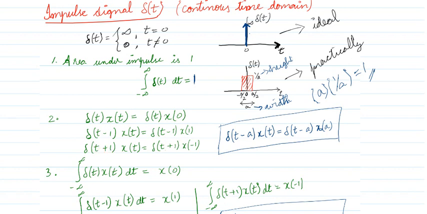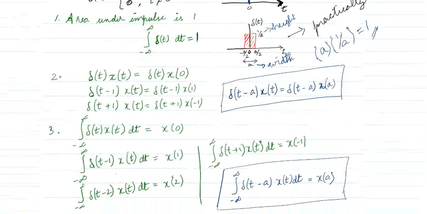So I can consolidate this as delta of t minus a into x of t is equal to delta of t minus a into x of a. What is t minus a? It should be equal to 0, which means t should be equal to a. So x of a. Now, integrate.